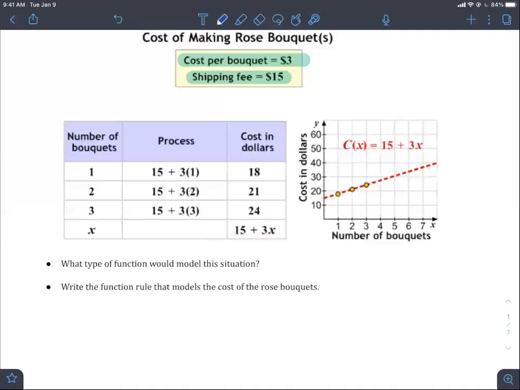Okay, so question 1, this is a linear function. Question 2, we are going to write a function. Well, the function is right here, guys. The cost per bouquet is going to be 15 plus 3x, where x represents the bouquets.